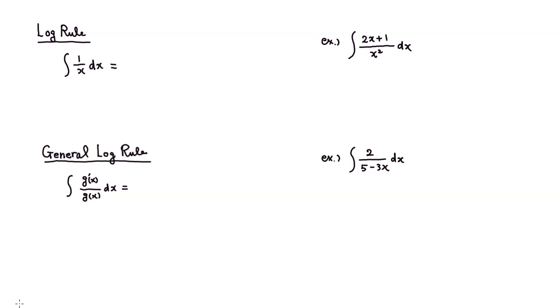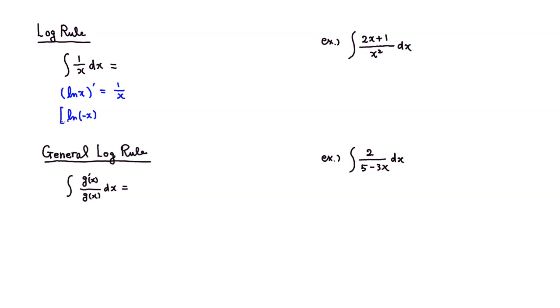Alright, let's look at the log rule and the general log rule for integrals. We know how to take the derivative of natural log. If you have the natural log of x and take the derivative, you get 1 over x. But one thing you need to be careful about is that there's another function whose derivative is exactly the same, which is the natural log of negative x.